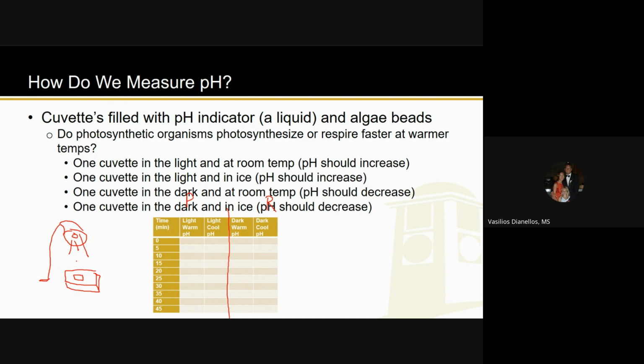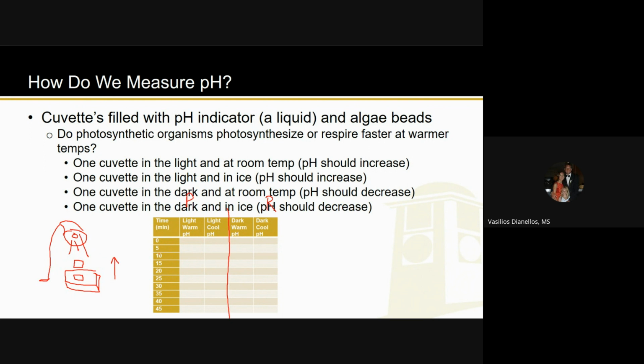And then right next to it, in the same amount of light, we're going to put one not in the ice, right? So we'll have one at room temperature, one in the ice. And here we're just going to measure the pH. We expect the pH to increase for both of these because this is a photosynthesis experiment, right? So the question is, which one's going to increase quicker? Which one's going to photosynthesize more, the one on the ice or the one not on the ice? And whichever, your hypothesis is your hypothesis. So we'll see. And that's how we'll test that.